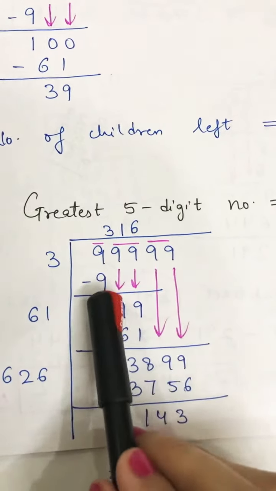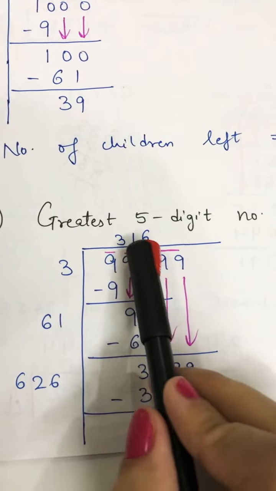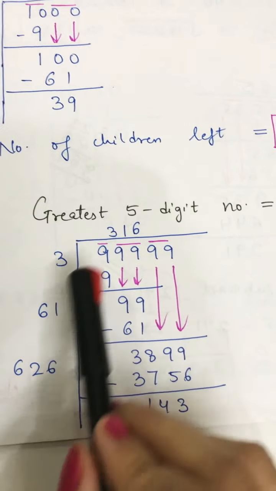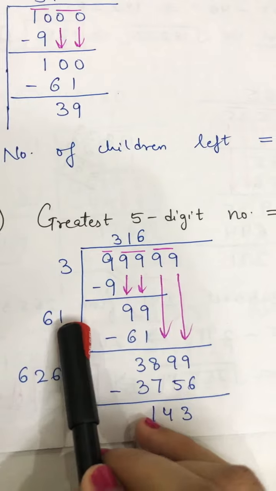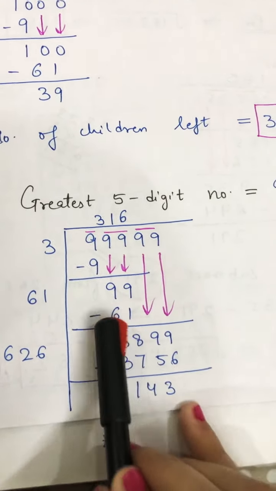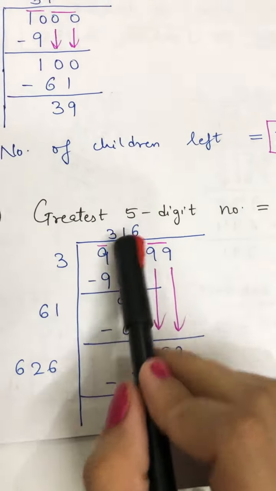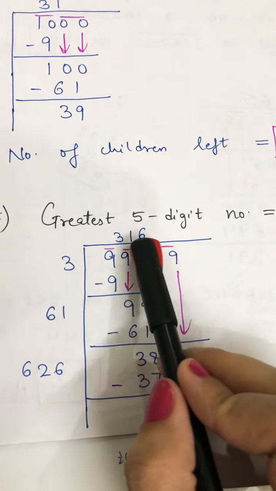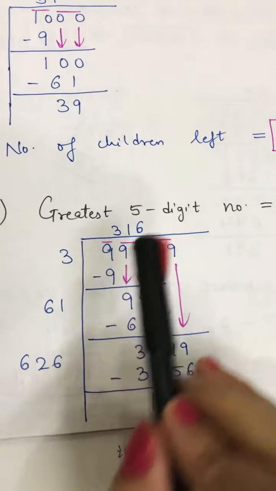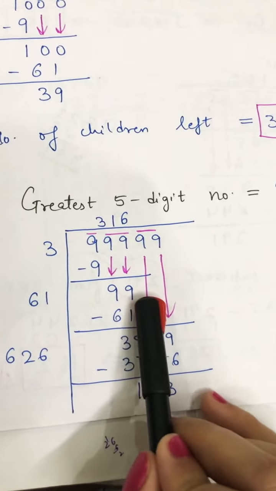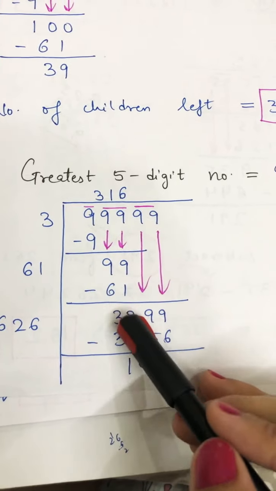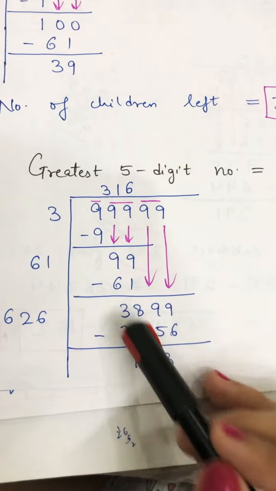Now 3 3s are 9. Now nothing is left here. Take two digits together. Now 3 plus 3 is 6, and multiply with 1, so 61 ones are 61. You have to see that whatever number you write here, that same number you have to write there, and that multiplication should be less than this number. Next, 9 minus 9 is 0, and 9 minus 6 is 3.